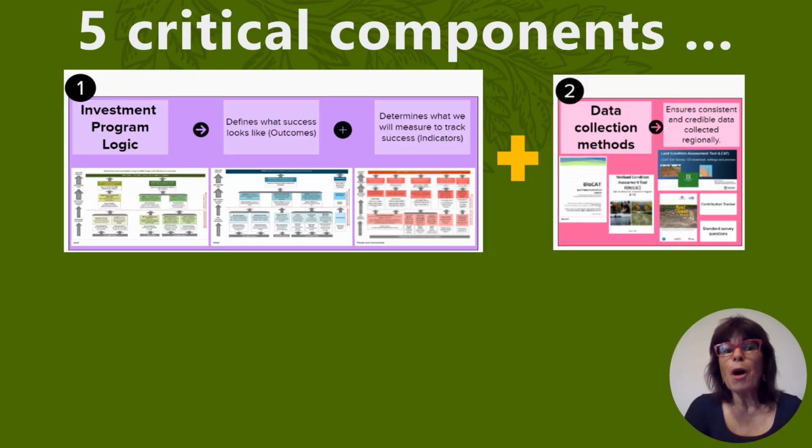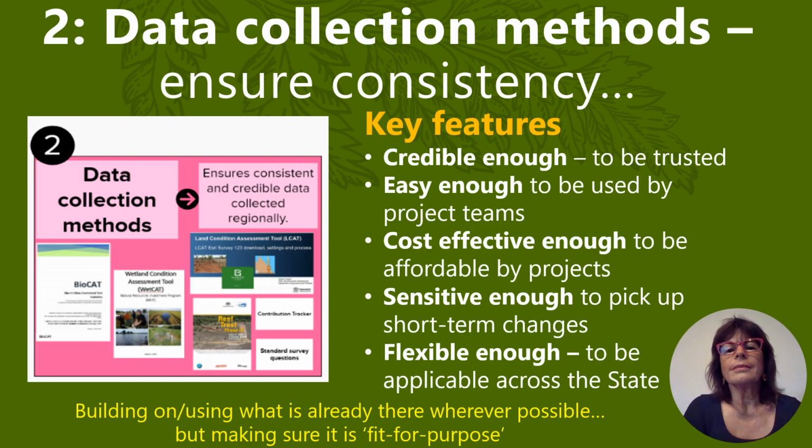Cool. Well, we've looked at component 1, the SWIF program logic. Let's have a look at component 2, the data collection methods. This is where all the cats live. So the data collection methods that sit underneath the SWIF are agreed by all parties who are operating within the SWIF. And it's really important that if we're going to collect data, particularly on condition change, that we use consistent methods so that we can actually add it all up at the statewide level and tell that consistent story about any achievements that we have made as a result of our projects.